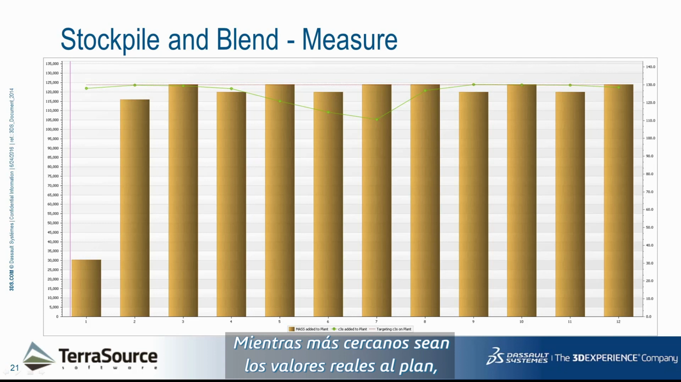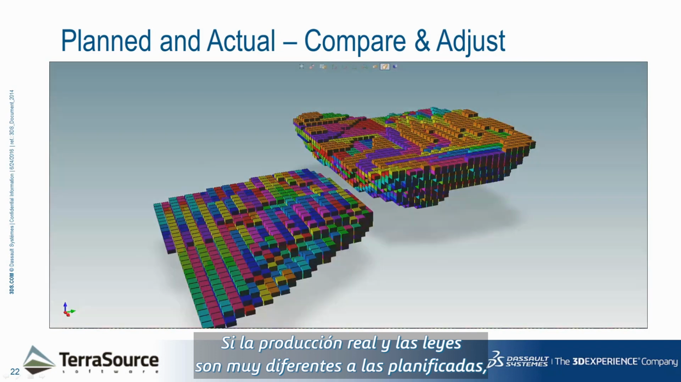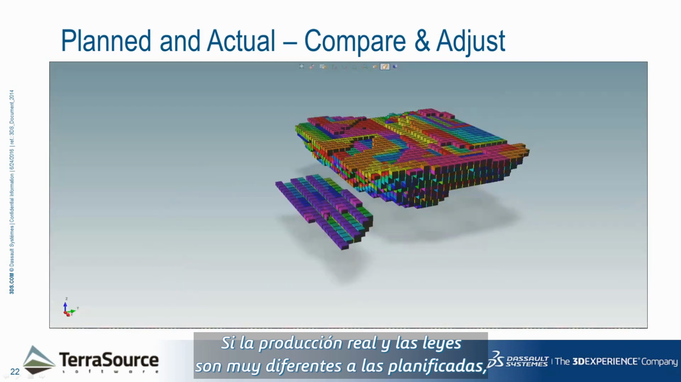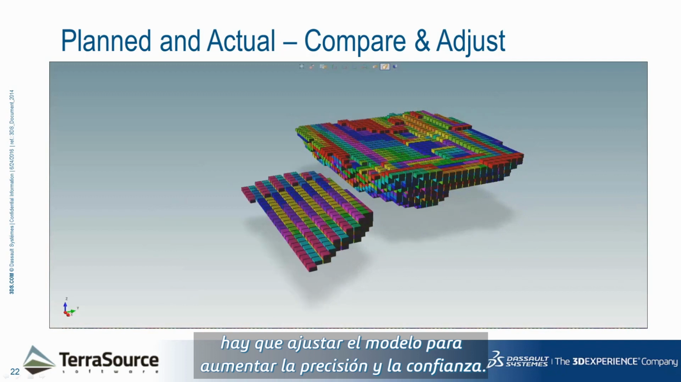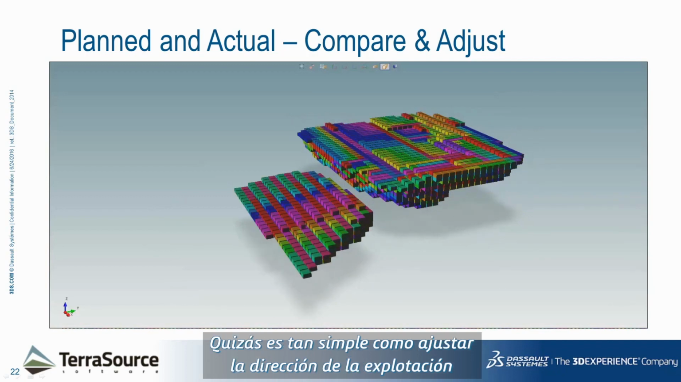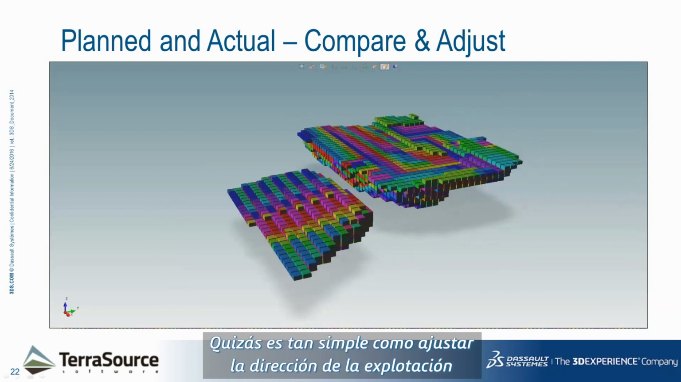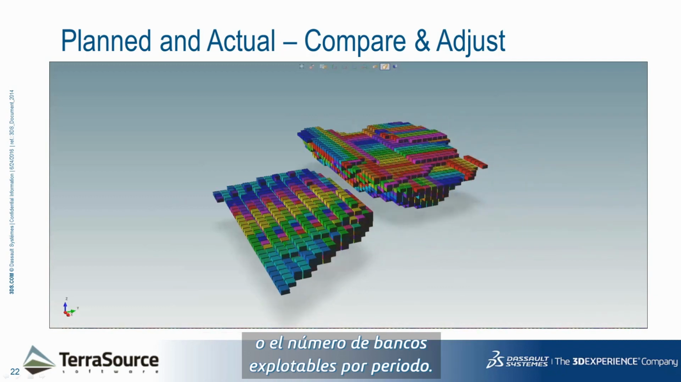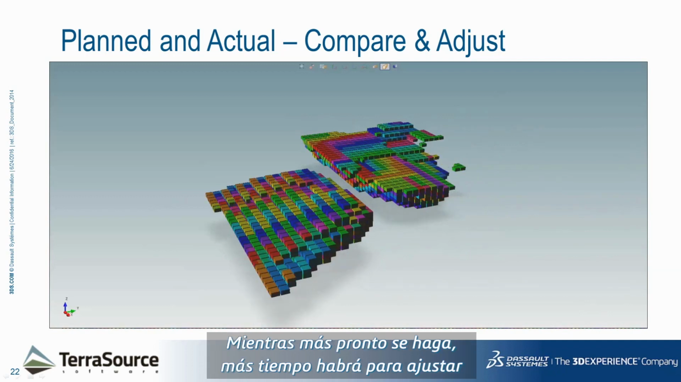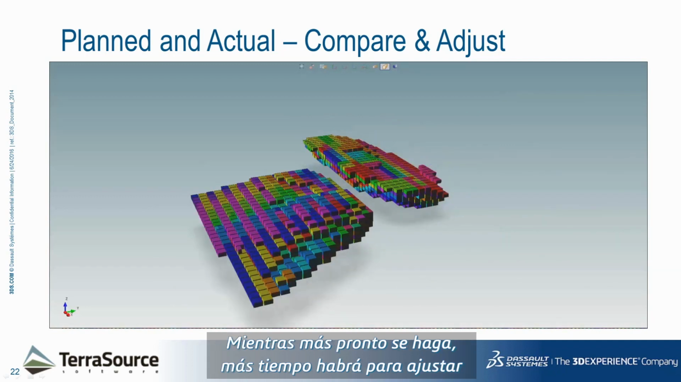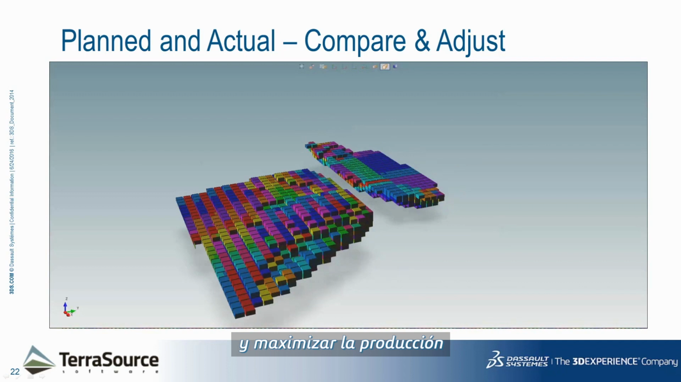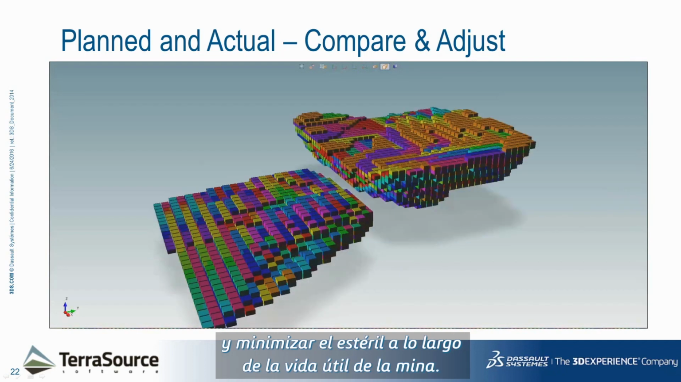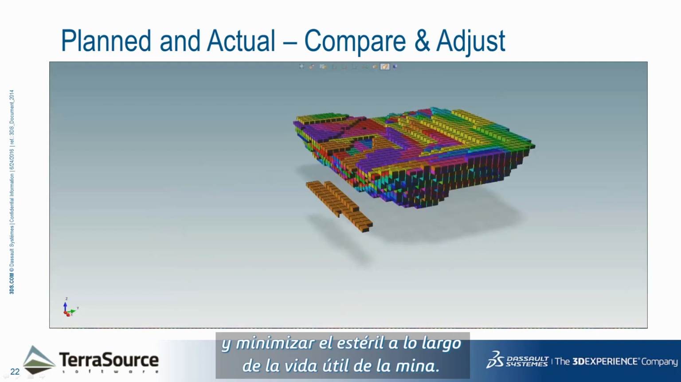The closer that the actual is to the planned, the more confidence you will have going forward. If the actual production and grades are significantly different than the planned, adjustments to the model, perhaps as simple as adjusting mining direction or number of mineable benches per time period, are required to increase accuracy and confidence. The earlier it is done, the more time there is to adjust and maximize the production and minimize waste over the life of the mine.